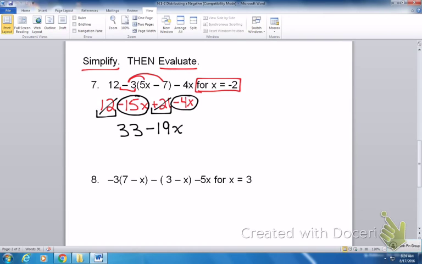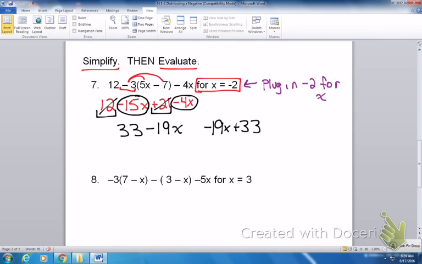Now, guys, we talked about this on the last page, too. You could have also written this as negative 19x plus 33. Either way you do it, it will work when we plug in x as negative 2. So we got our problem simplified. Now we have to throw our evaluate part in there. It says, I want to know what it's going to be when x is negative 2. So I'm going to plug in negative 2. And I'm going to write you a little note out here. It says plug in negative 2 for x.